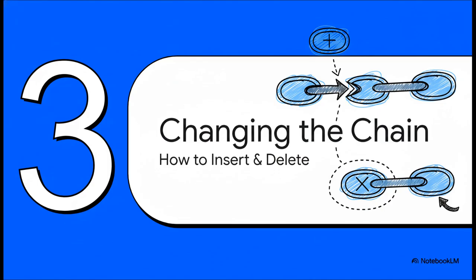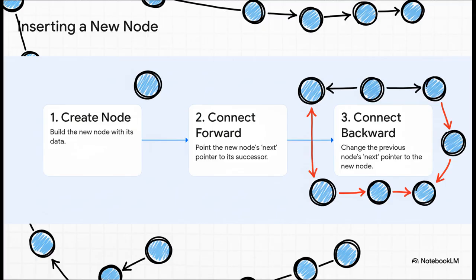Okay, so if it's just a chain of pointers, how in the world do you add or remove a link without breaking the whole thing? Well, this is where the real magic of the linked list kicks in. Inserting a new item is just a simple three-step dance of rewiring these pointers. First, you create your new node. Then, you point its next arrow to the item that used to be next. And finally, you just change the previous item's arrow to point to your new one. Boom, done. Notice what we didn't do? We didn't shift a single thing.